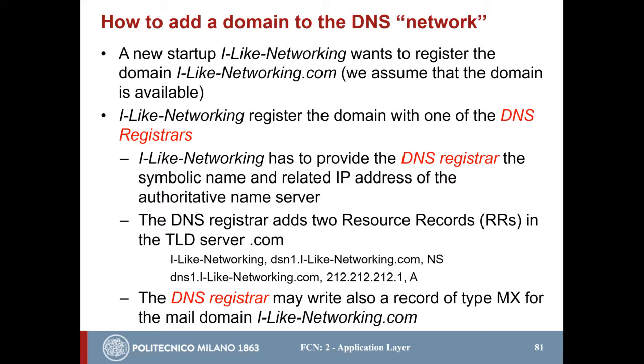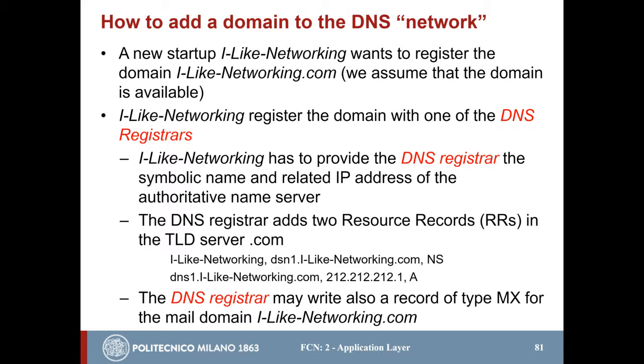So in order to do this, the startup has to go to an authority that is called DNS registrars. There are many registrars in the world. So you have to go to a registrar that is responsible for your geographical zone, and then ask for a registration of the new domain. So the company has to provide to the registrar the symbolic name of the domain and the IP address of the authoritative name server. Okay.